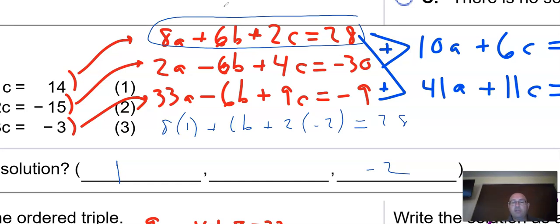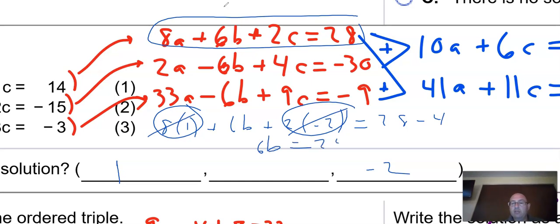Let's see here. So 8 minus 4, that's 4. So we'll subtract 4 to the other side. That'll get rid of that. So 6b equals 24, and divide that out. And we find out that b is equal to 4. Okay, so we now know that the coordinate 1, 4, negative 2 is the correct solution to this system of 3 equations.